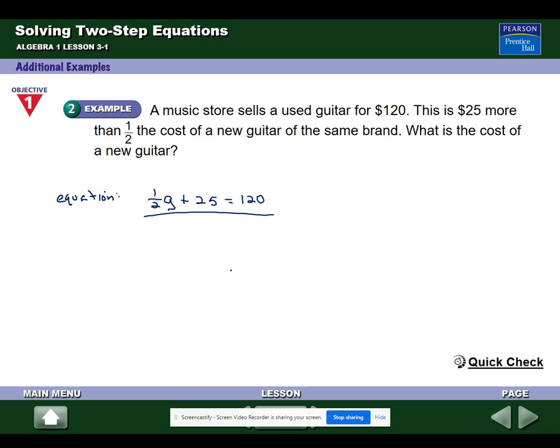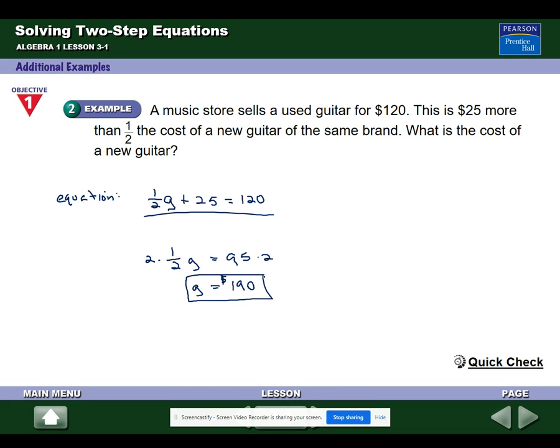You would subtract 25 from both sides. That would leave you with 1/2 G is equal to 95. And careful here, it's real easy to cut it in half rather than multiply by 2. G is being multiplied by 1/2. You want to multiply that by 2. Some people would say divide by 1/2, but remember, divide means multiply by the reciprocal of. So divide by 1/2 really means multiply by 2. To undo this, we're multiplying by 2. This would be $190.